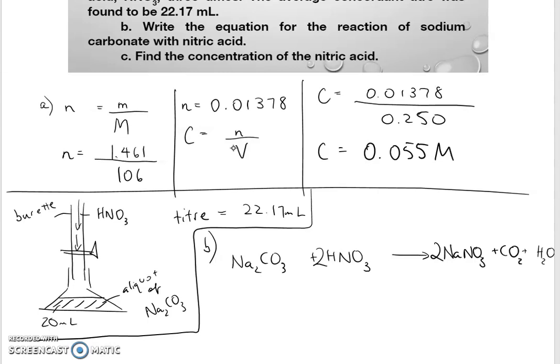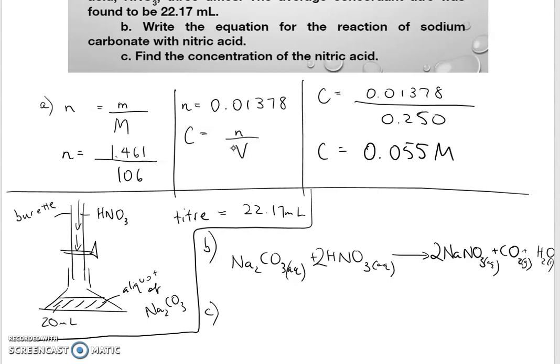So what we need to do now is think about finding the concentration of the nitric acid. The question's saying write the equation for the reaction. Because it's saying that, we really should write in the states because the question's asking for a balanced equation. So liquid for the water, gas for the CO2. Find the concentration of the nitric acid. So this concentration here, in that average titer.